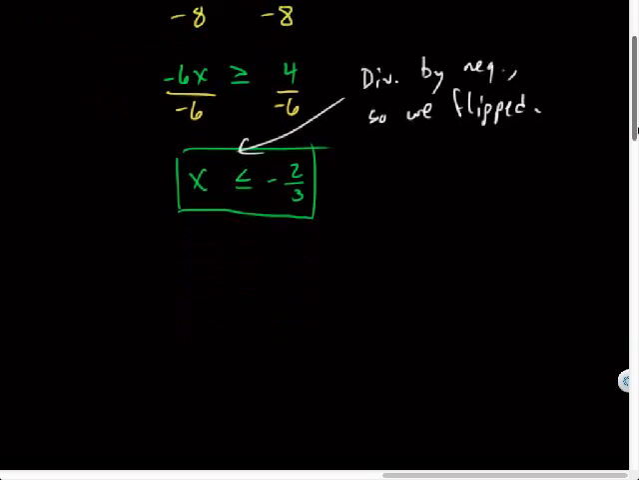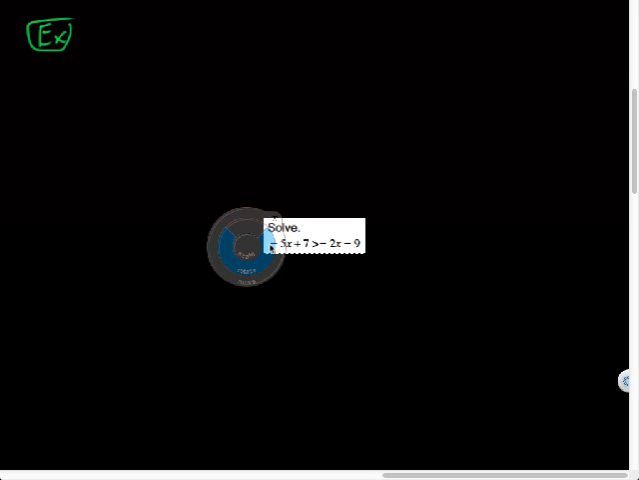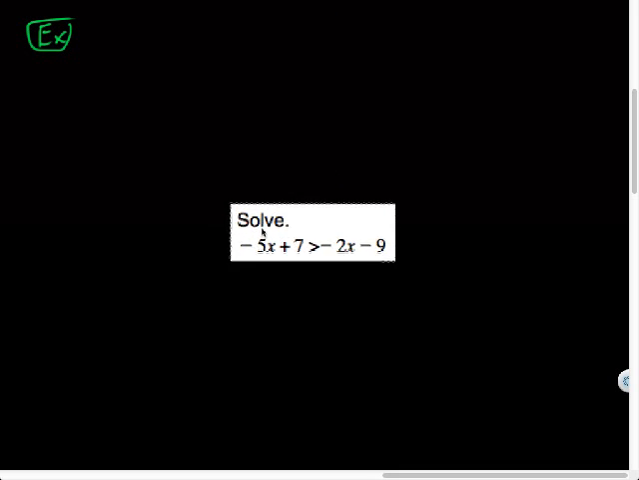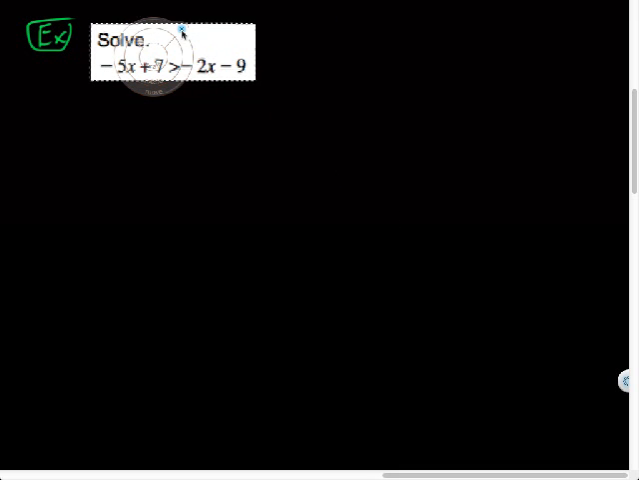Let's try one last example and we'll call this lesson done. I think that sounds good to me. So let's get an example in here. That looks like a good size right there. So, -5x plus 7 is greater than -2x minus 9.